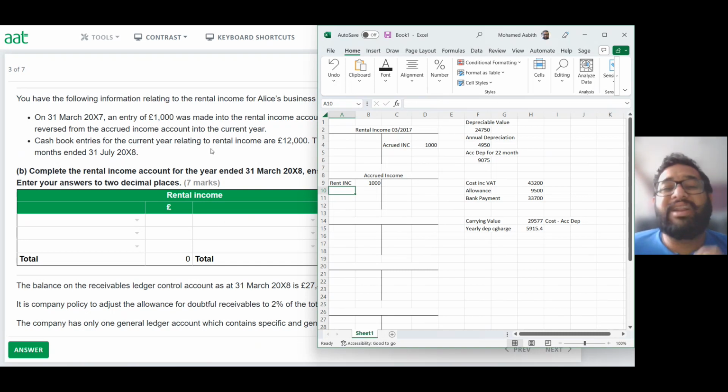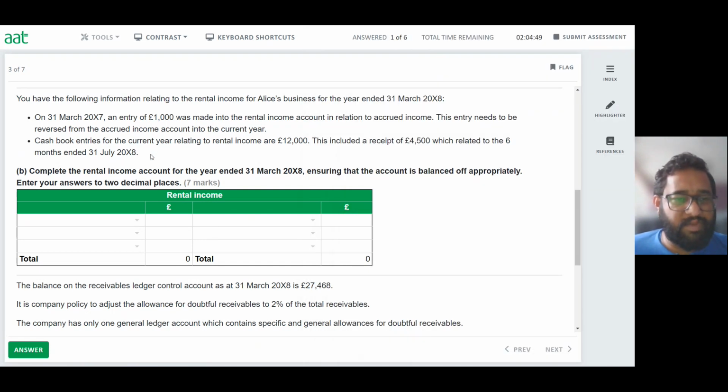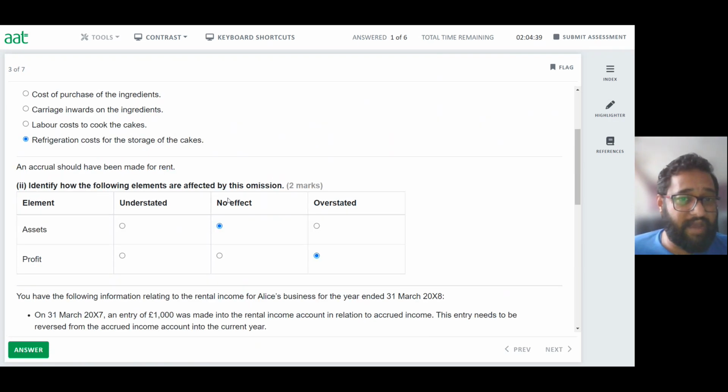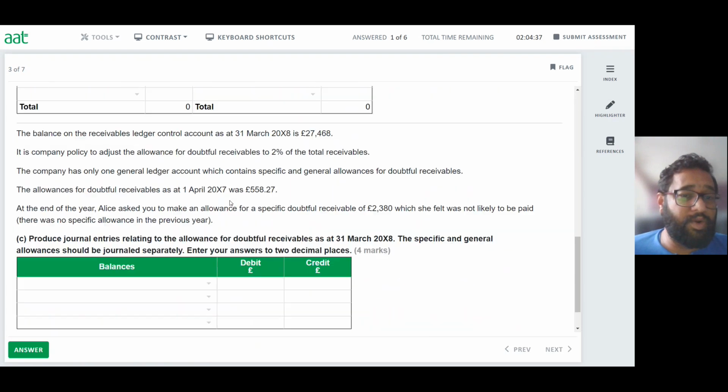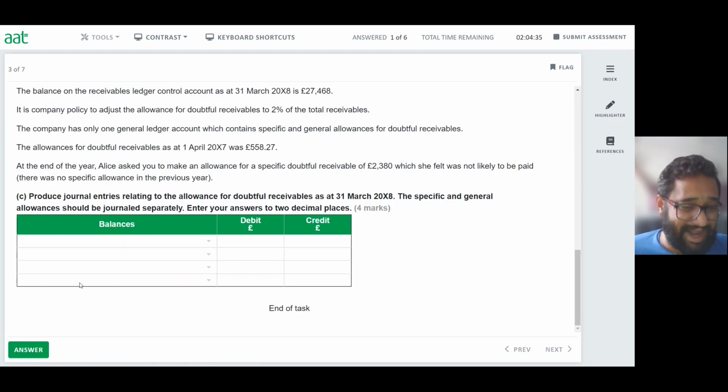We need to make a reversal entry. So we will start the year with the balance accrued from the previous year coming back into this year's account. So here, this is the adjustment we need to make. They're asking you to complete the rental income account for 31st of March 2018, ensuring the account is balanced out properly. Enter your answers to 2 decimal places. So be careful. If you miss anything with no 2 decimal places, make sure you do that clearly.